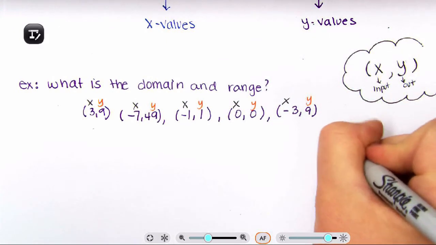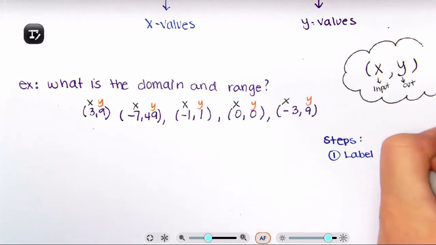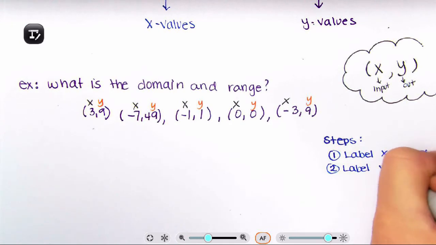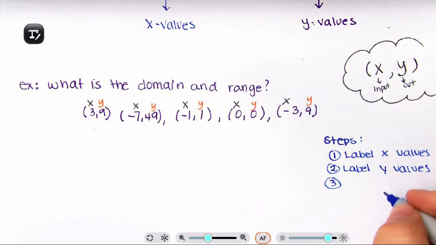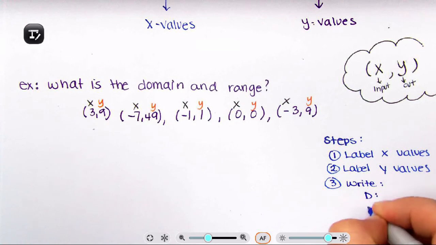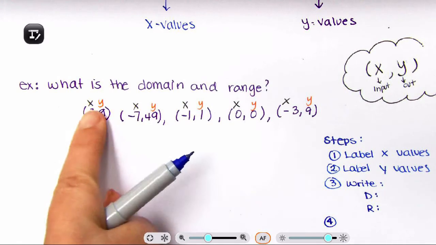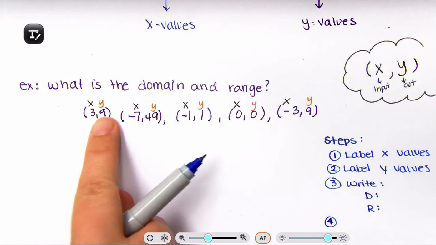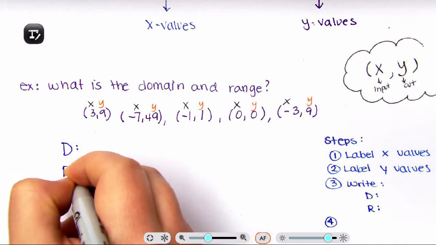Here are your steps. Step number 1, label X values. Step number 2, label Y values. Step number 3, you're going to write D and R. Step number 4, well, let's actually do that. So step number 1, write our X values, we did. Step number 2, label your Y values. Okay, we did that. Step number 3, write D and R. So here's D, R. So we did that.